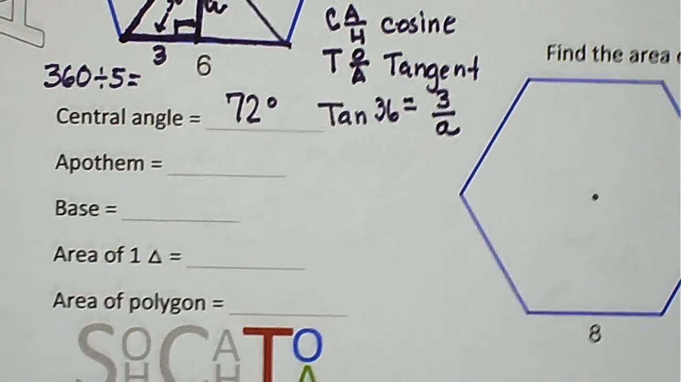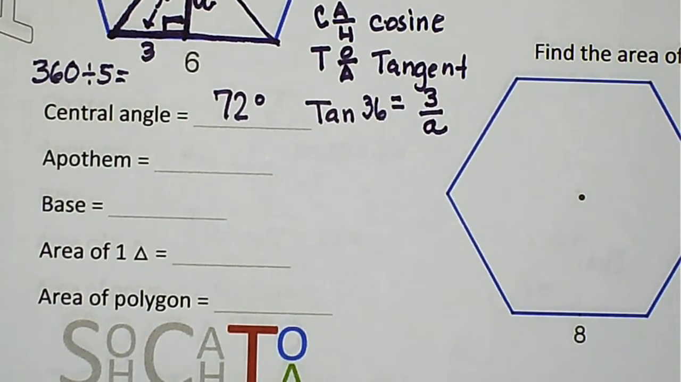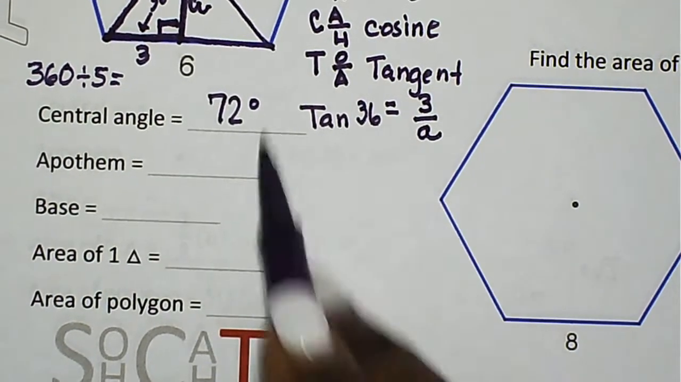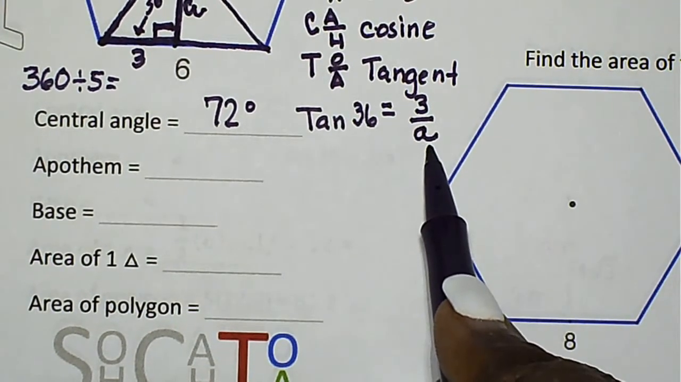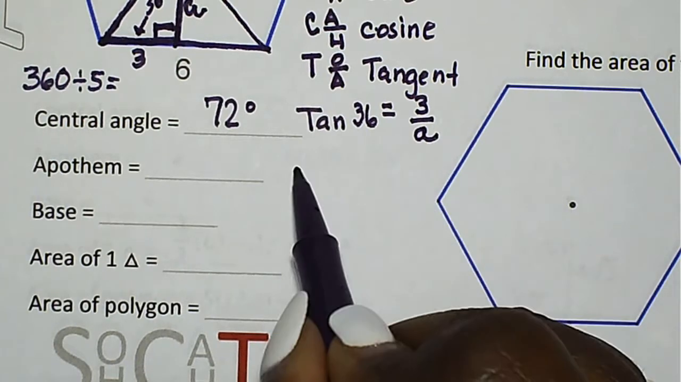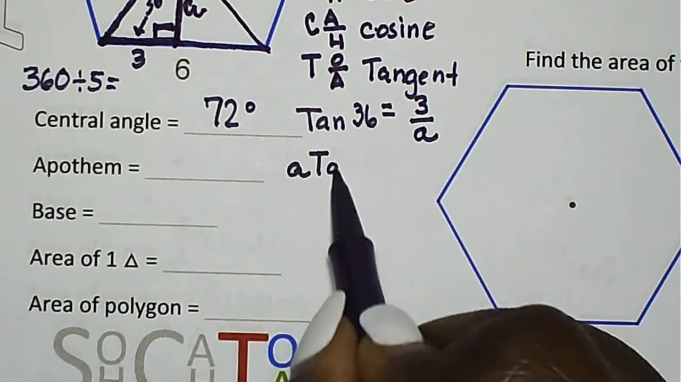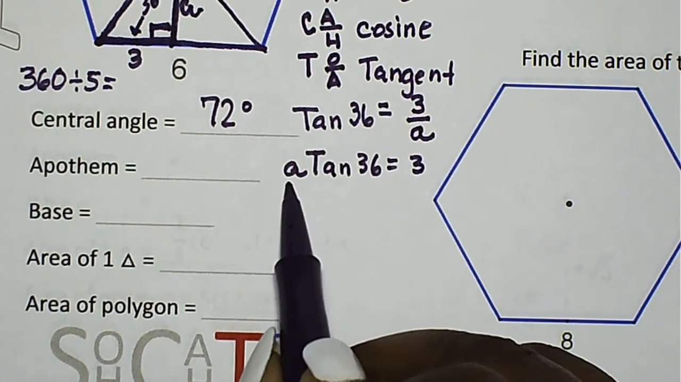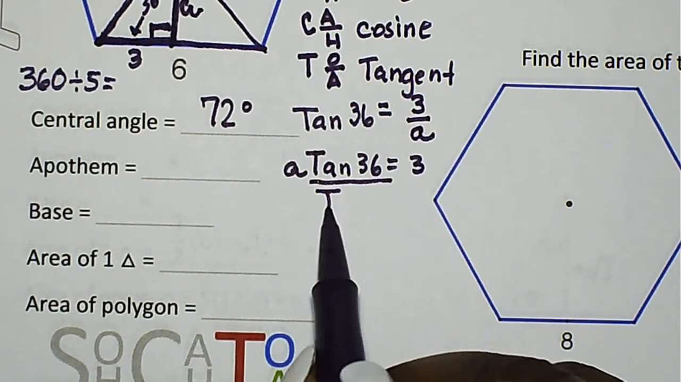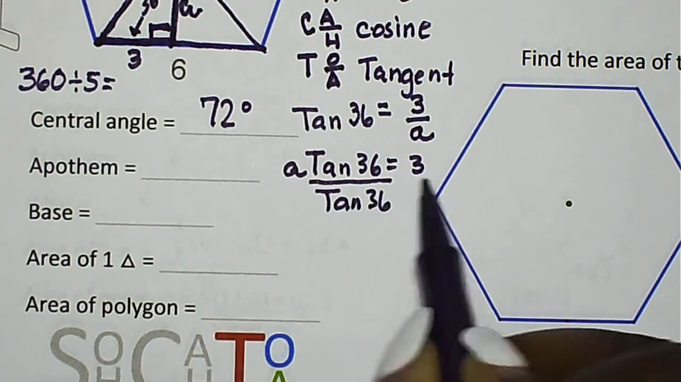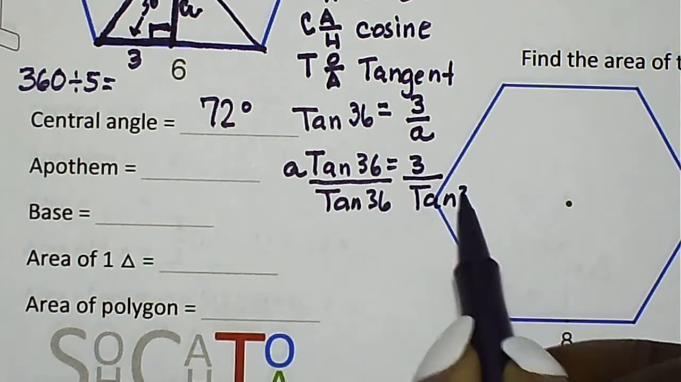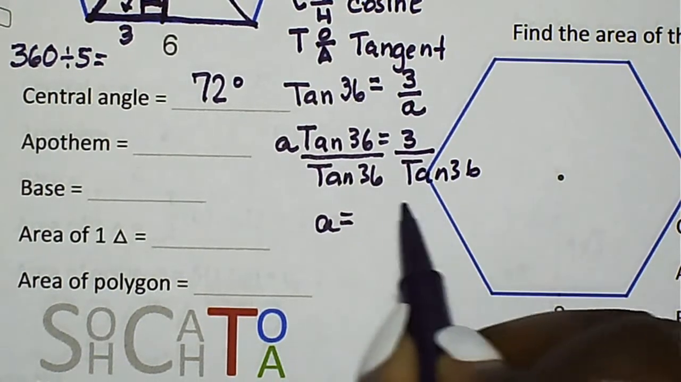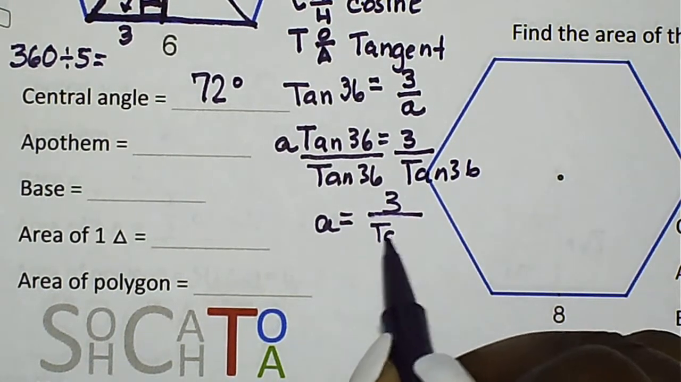All right. Put your big pants on because you're going to have to do this math. This is the unknown piece that I need. So it's divided, so I'll multiply it to put it over here. I need it by itself, so I'm going to divide by tan 36 to get it by itself. So I have A equals 3 divided by the tangent of 36.